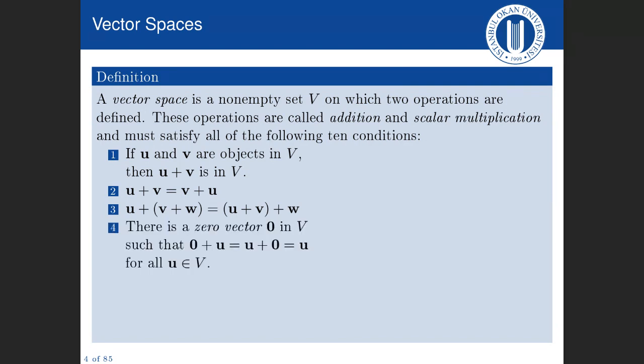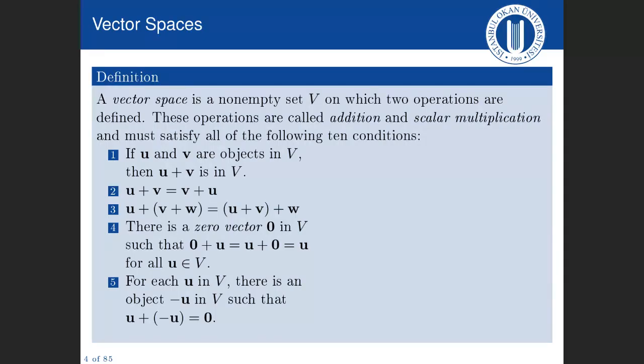We need to have a zero vector, and by that I mean a vector which has the property that 0 plus u is equal to u and u plus 0 is equal to u for all vectors u. Rule number 5, for each u, we must have a minus u, and that will be an object which has the property that u plus minus u is equal to the zero vector.